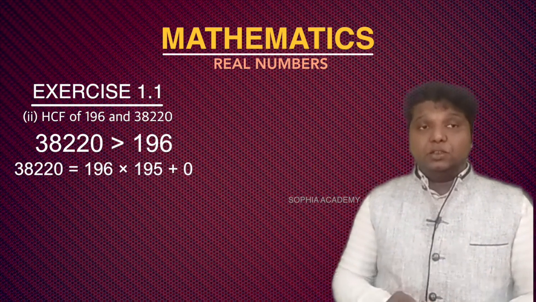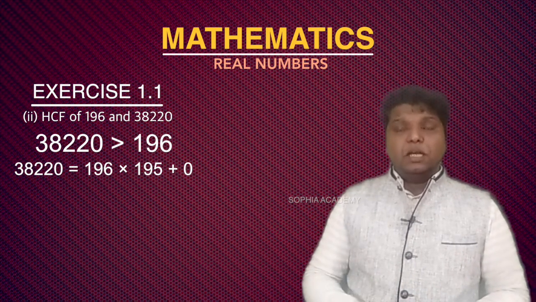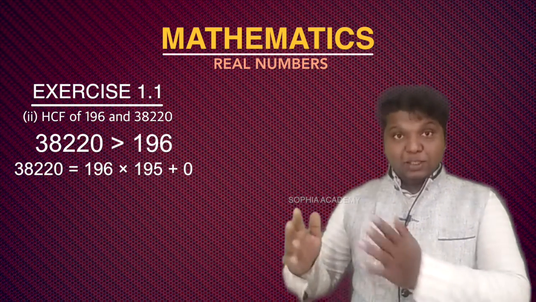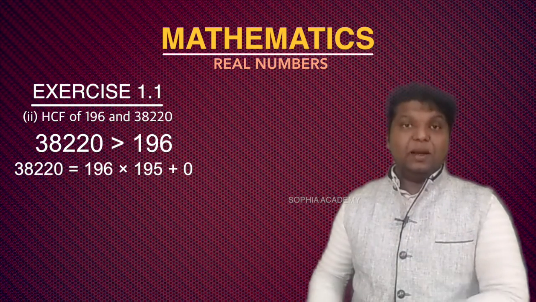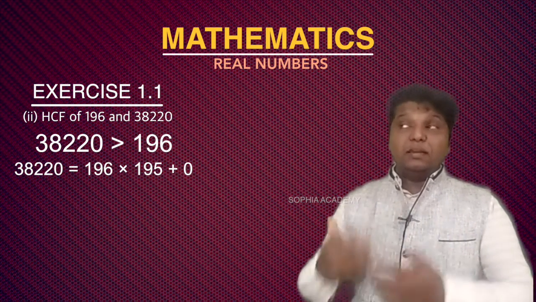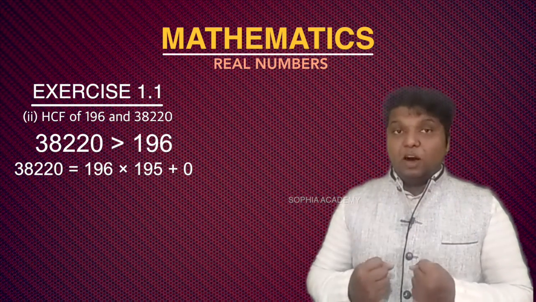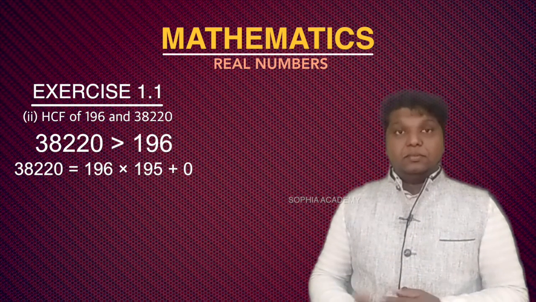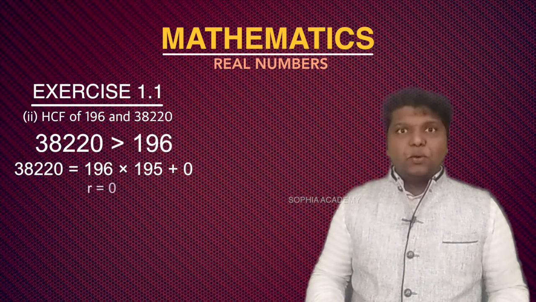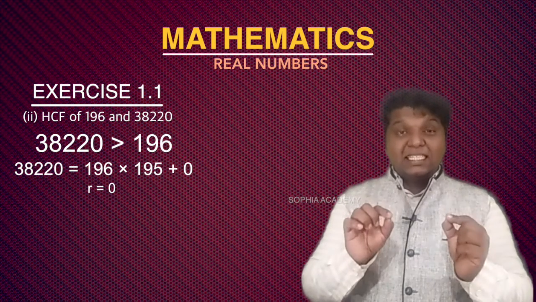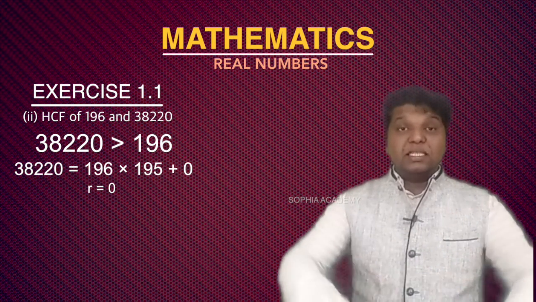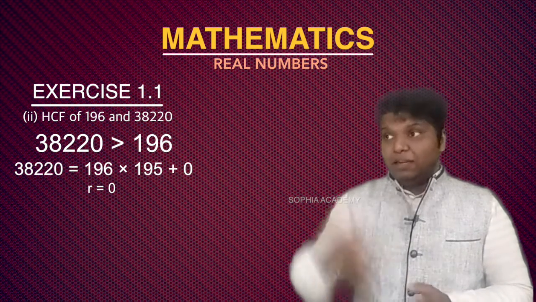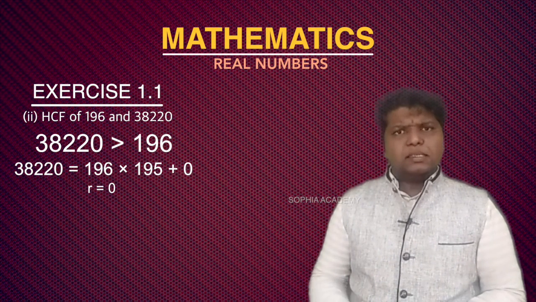38,220 is equal to 196 into how many times? Very fast, we can't calculate, so let us do it on the work area. Now, while doing it, how much is it? You got it. 196 into 195. Then what is the remainder? It's 0. That means in a single step itself, the remainder became 0. That means that number was totally divisible by 196. While dividing, you understood that one. You got the remainder as 0.